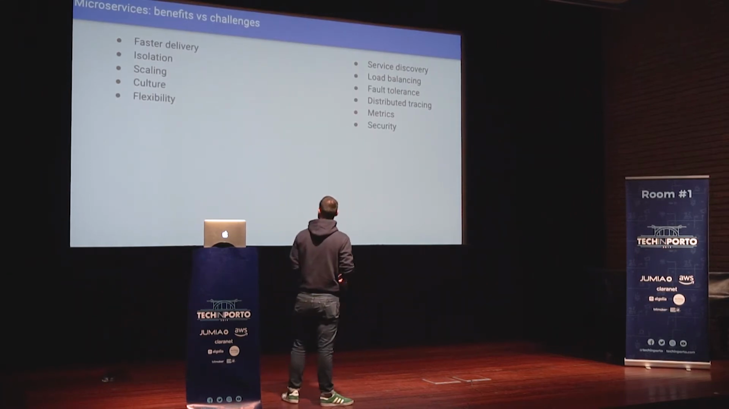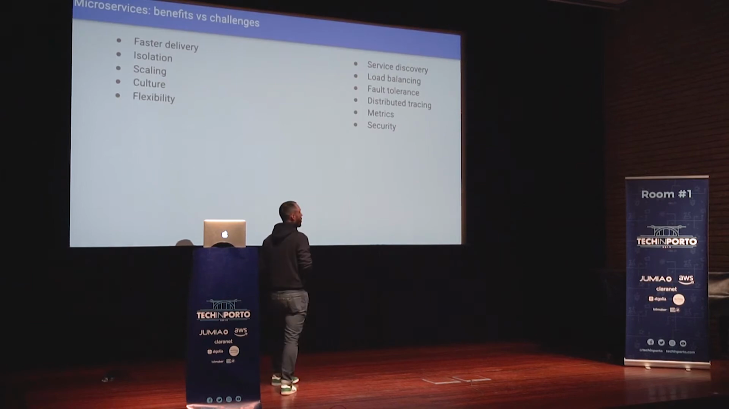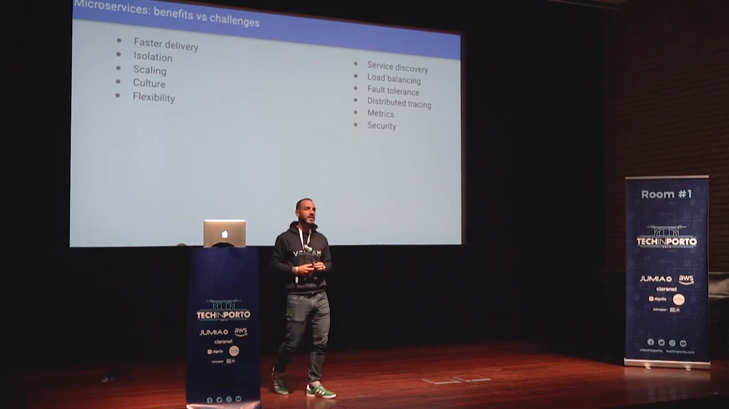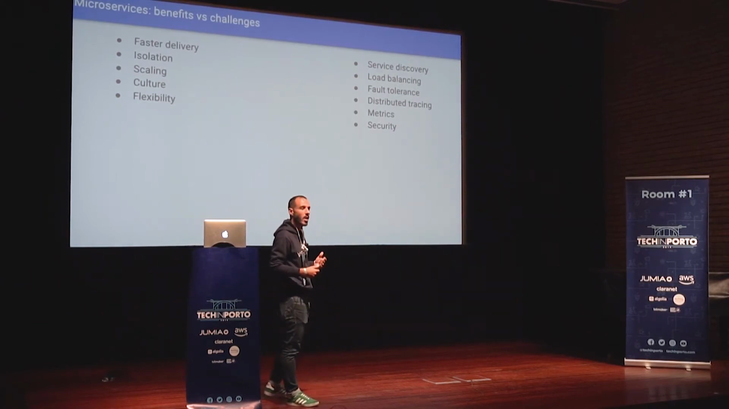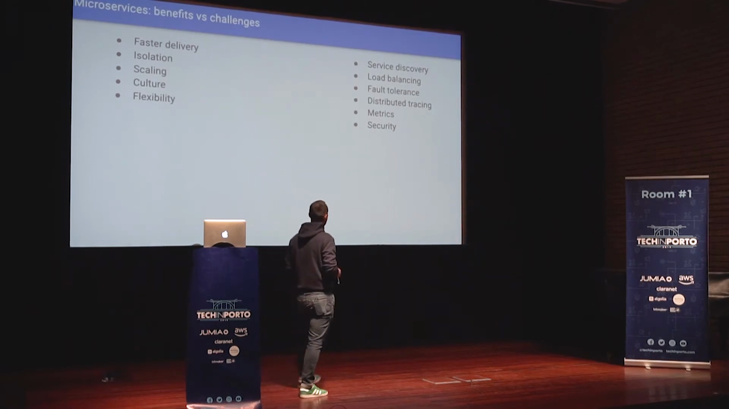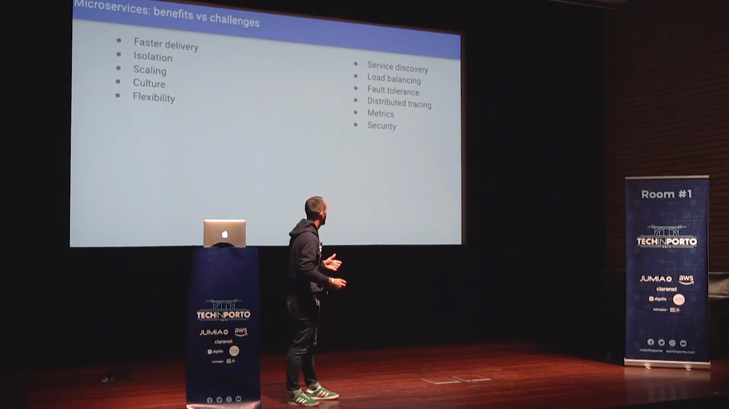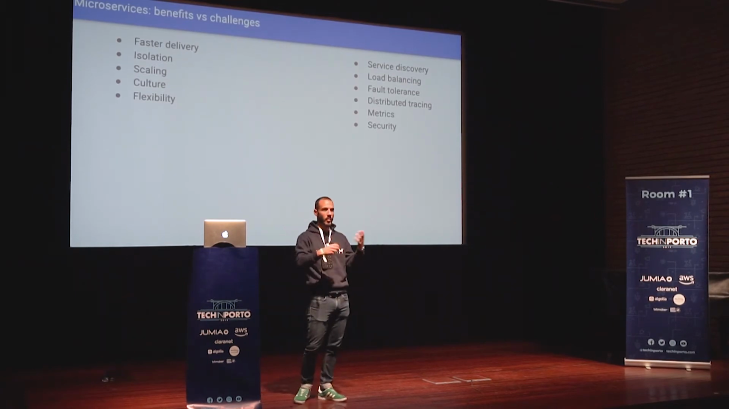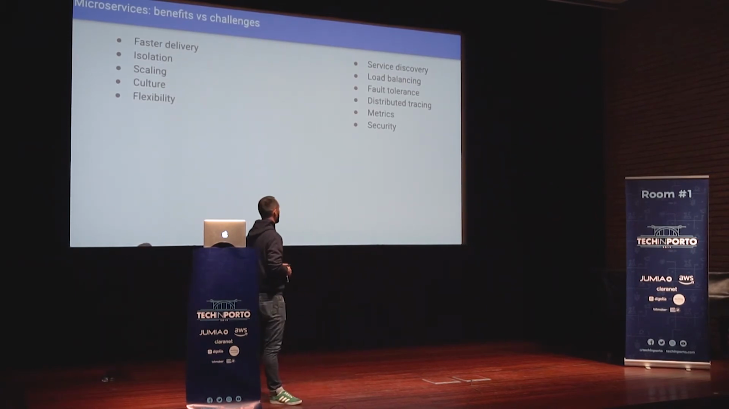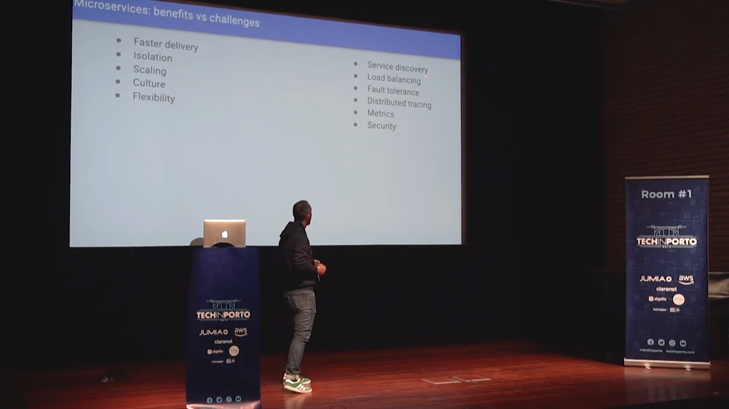But this brings challenges. One of the most common fallacies is that the network is reliable. We all know that it isn't. As soon as you start splitting your big application into more applications, they actually need to start talking to each other, whatever protocol you desire. So one of the first problems that you have is service discovery.